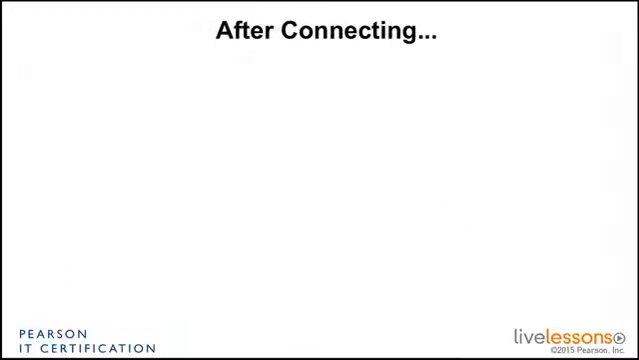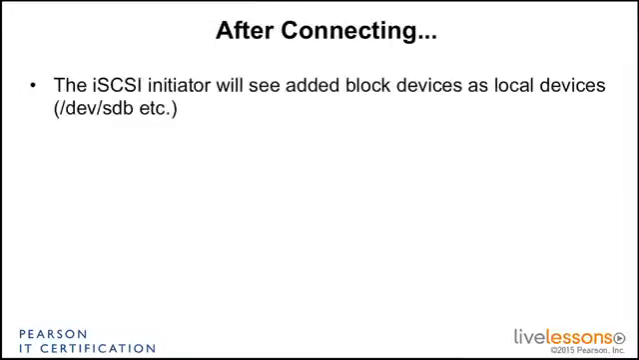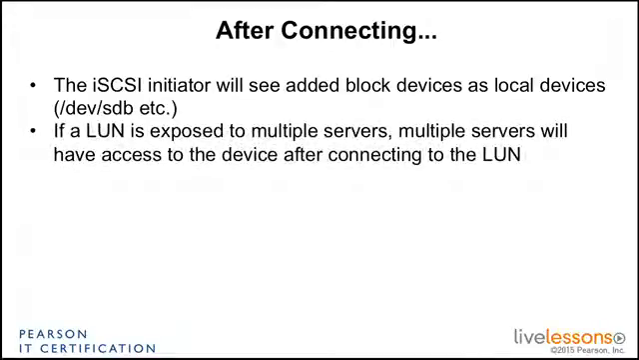So after connecting from the iSCSI initiator to the target, the iSCSI initiator will see added block devices as local devices, such as /dev/sdb, /dev/sdc, and so on. And if a LUN is exposed to multiple servers, they will all have access to the device after connecting to the LUN. Which is like if you connect a hard disk to different servers at the same time. That is kind of cool, but also kind of dangerous.